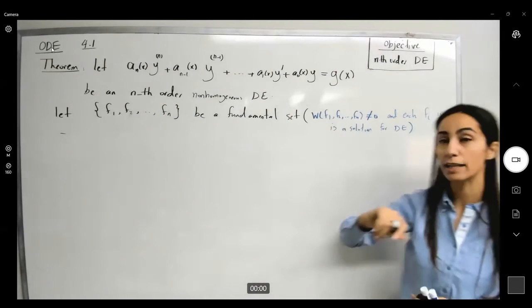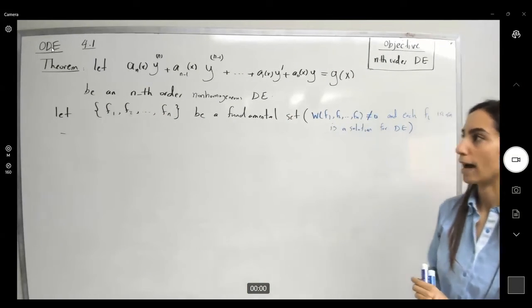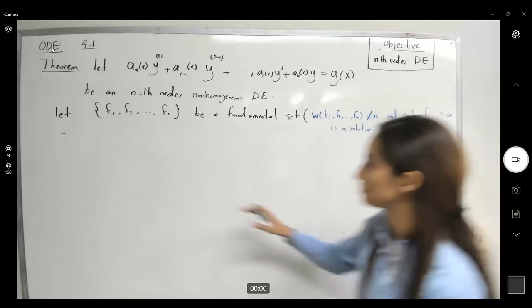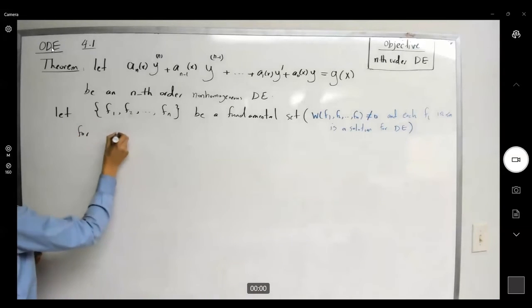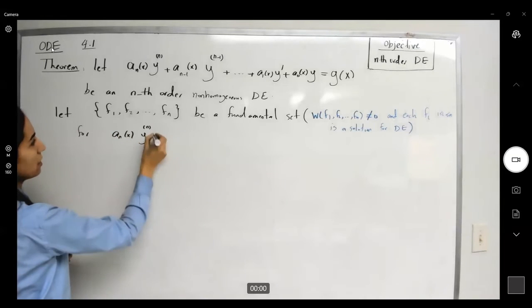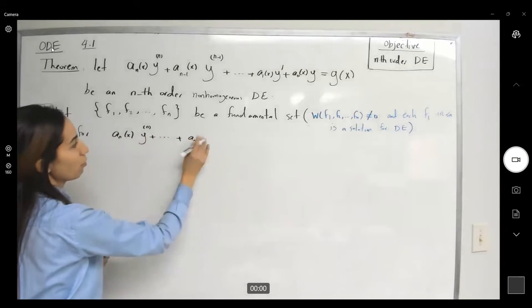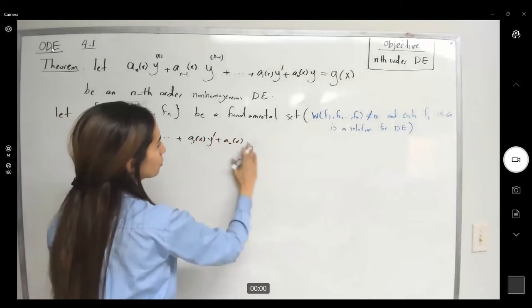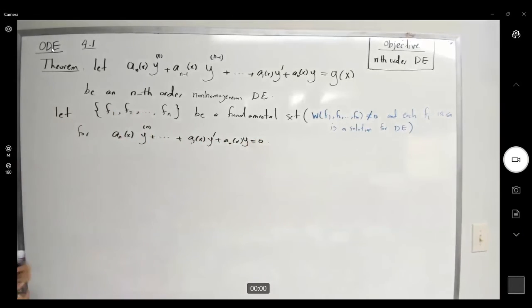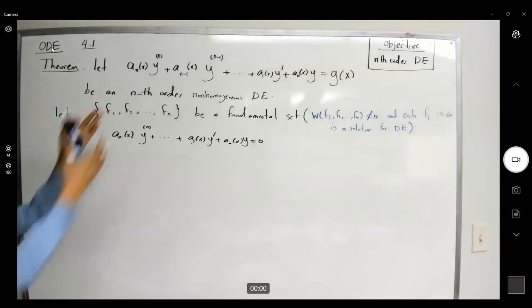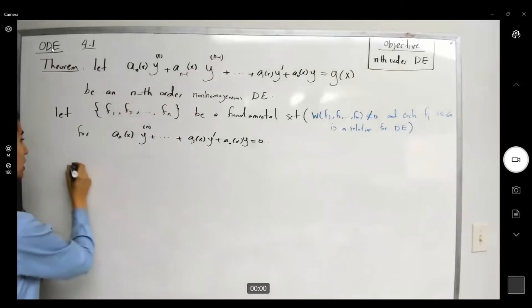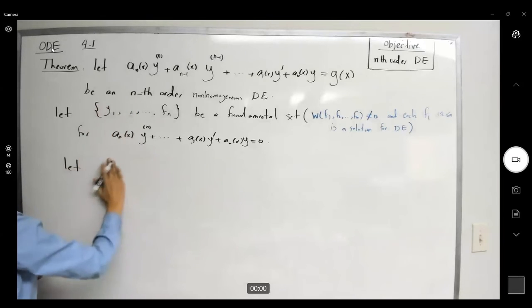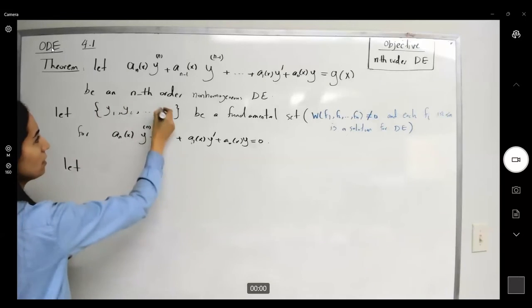Suppose you have the fundamental set. It means that you have a solution set that satisfies the homogeneous differential equation: a_n(x) y^(n) plus ... plus a_1(x) y prime plus a_0(x) y equal to 0. Suppose you have your fundamental set for the homogeneous portion of this differential equation. Let's just call them y1, y2, yn.